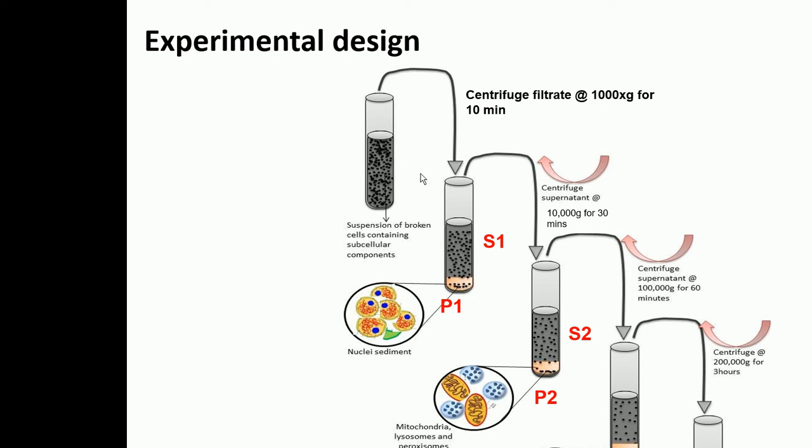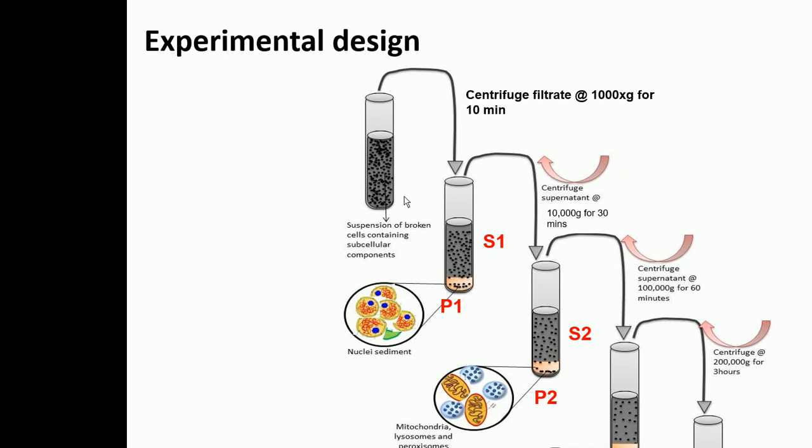You will take this supernatant and spin it down again at a speed of 10,000 G for 30 minutes. Then you will get another pellet that we will call P2, and we expect a lot of mitochondria in this pellet, and then you will have S2. So you will be saving all these fractions.